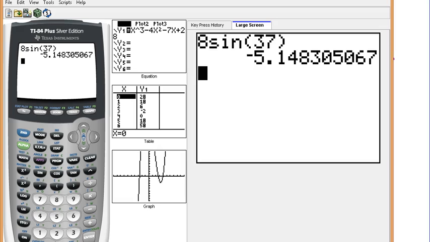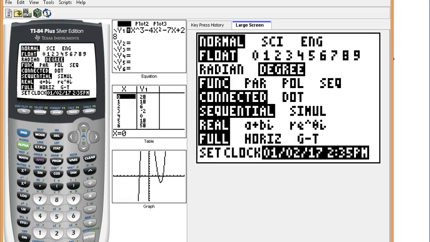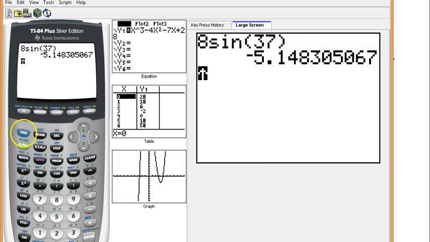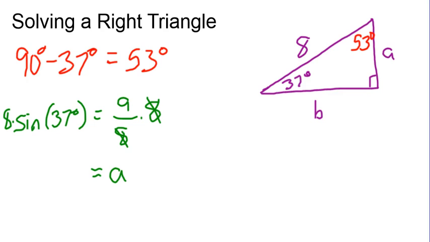So I was a fool, and I did not check my mode before we typed this in. We're talking about degrees. If I look at the mode, I'm in radians. So we need to change that to degrees. Second, quit. If I type this in now, 8 times the sine of 37 degrees, now I get an answer that makes sense. 4.81. So A is approximately 4.81. We're talking about inches, centimeters, meters, whatever we're talking about.